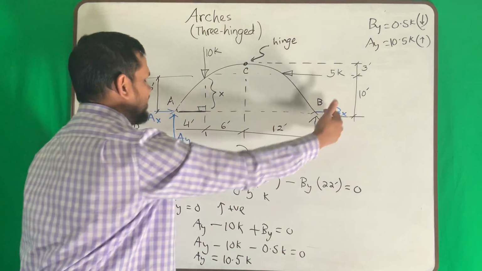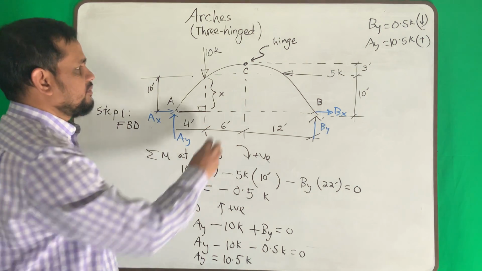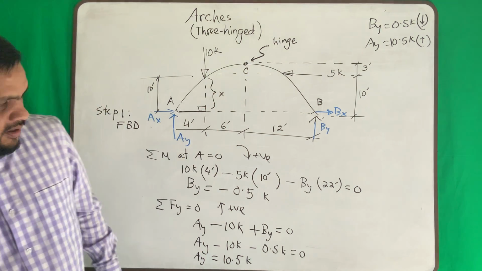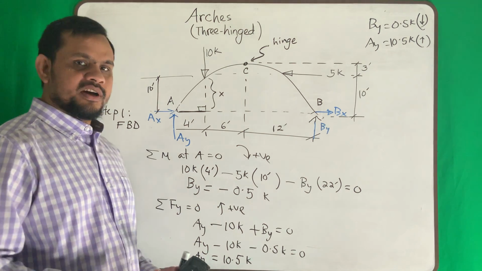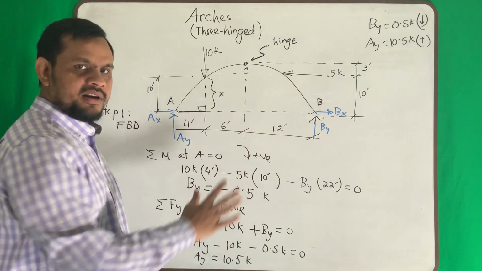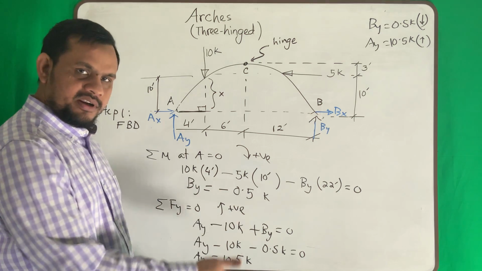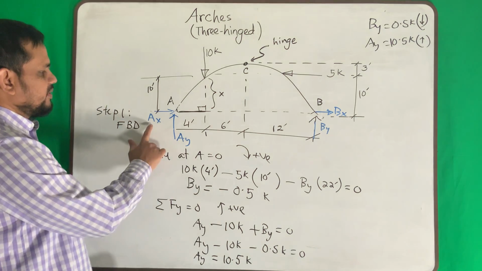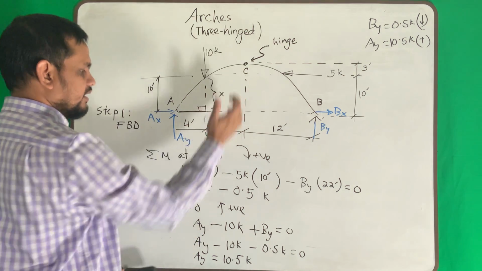Can I find BX, AX here? No, because the two are not in the same direction. I have to cut here. Okay, so hopefully you got these steps. First we will take the entire arch, apply summation of moment here or there, we'll find one. Apply summation of Fy, you will get another vertical reaction. To find BX or AX or the force here, we need to cut here.